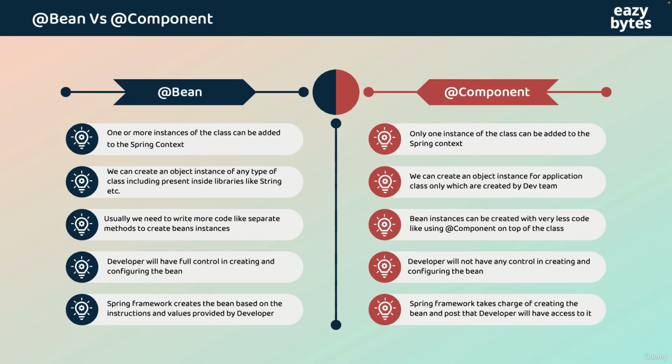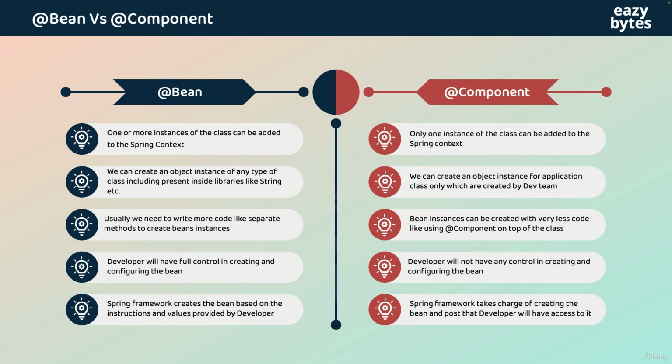So far, we have explored two different approaches to create the beans using the Spring framework. These approaches are with the help of @bean and @component annotations. Instead of @component, you can use any other stereotype annotation as well. Now, inside this lecture, let's try to understand what are the differences between these two approaches.